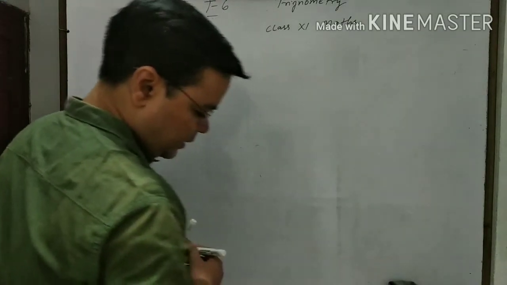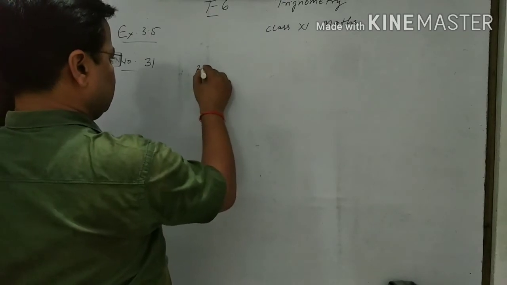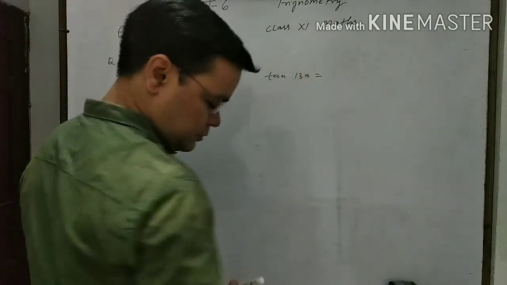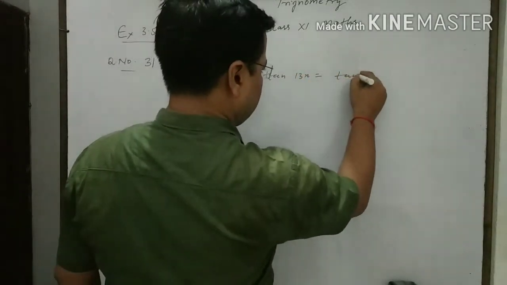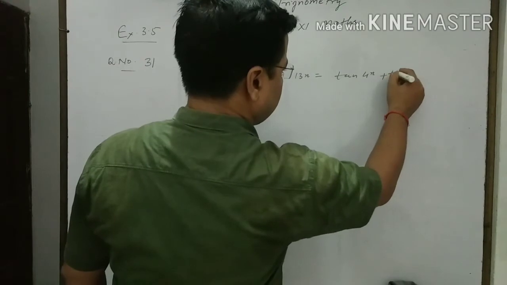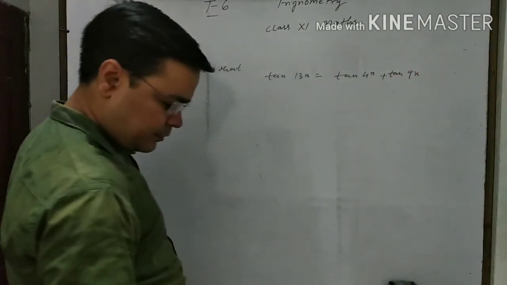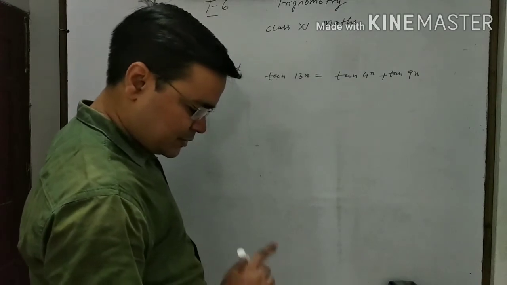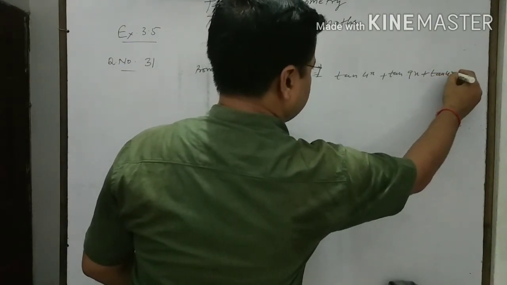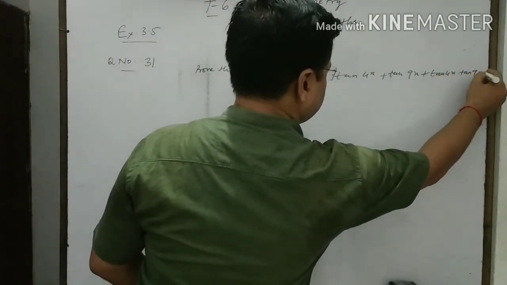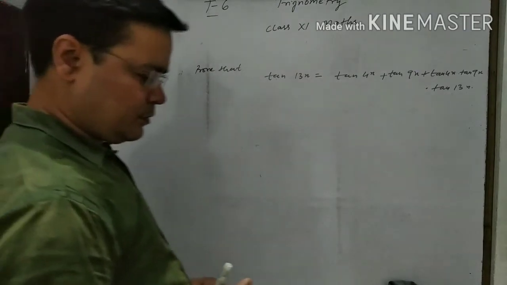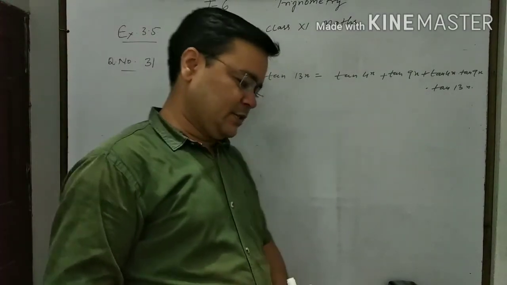Prove that tan 13x is equal to tan 4x plus tan 9x plus tan 4x tan 9x tan 13x. Okay. We should start this way.